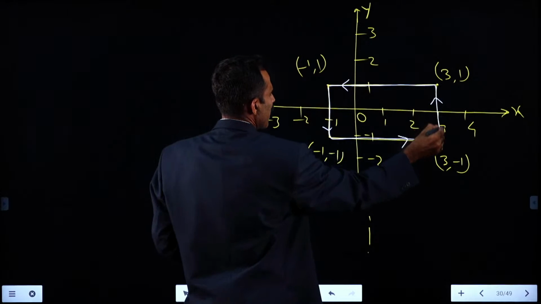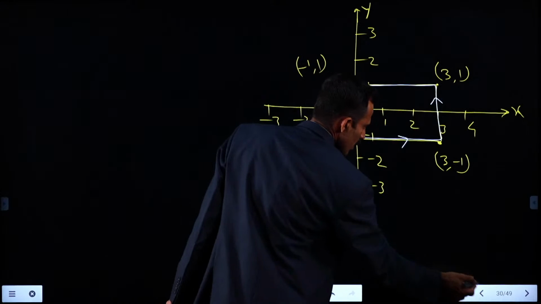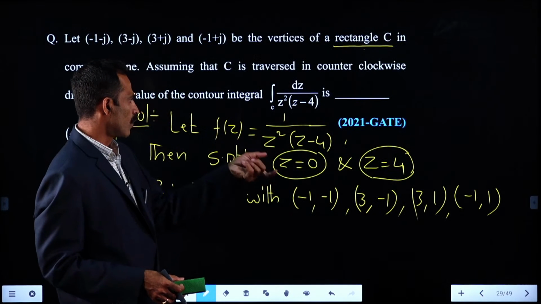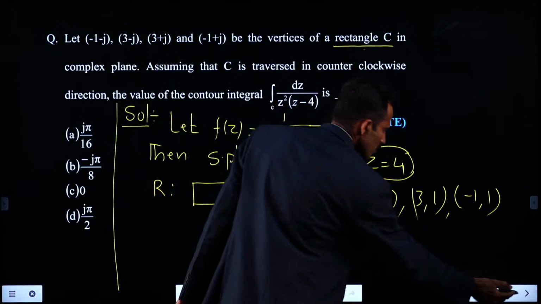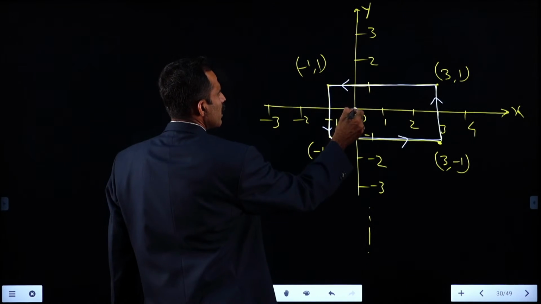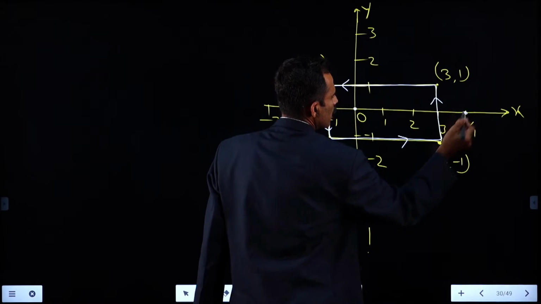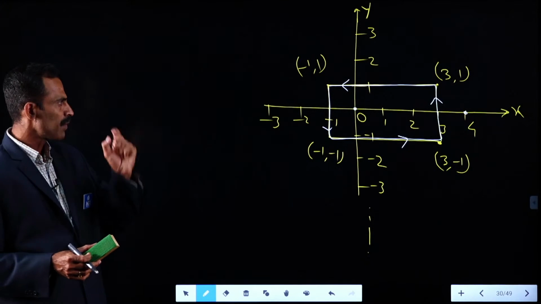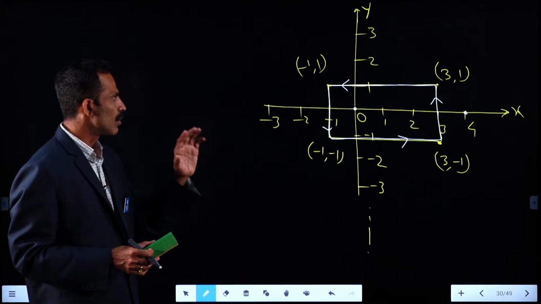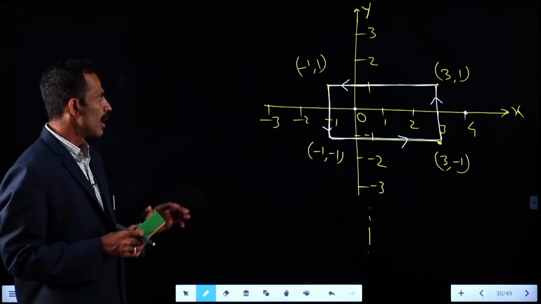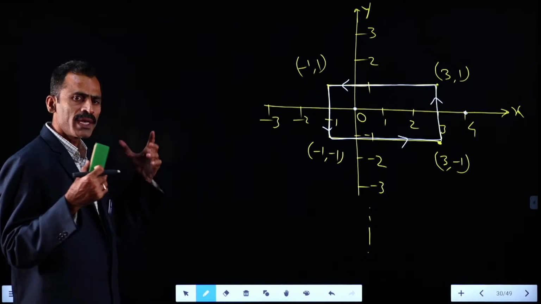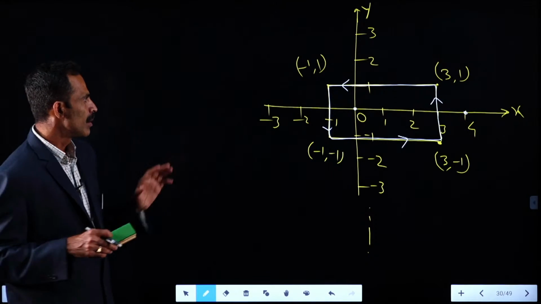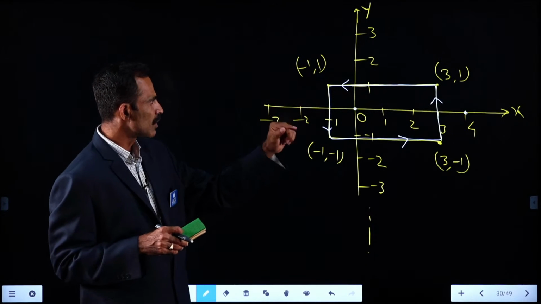Now it is a rectangular region only. What are the singular points here? 0 and 4. We check whether 0 lies inside the region or not, and whether 4 lies inside the region or not. 0 is inside the region, but 4 is outside the region. The function has two singular points, 0 and 4. Out of the two, only one lies inside the region and one lies outside. All singular points may lie inside the region, all may lie outside, or some may lie inside and some outside.